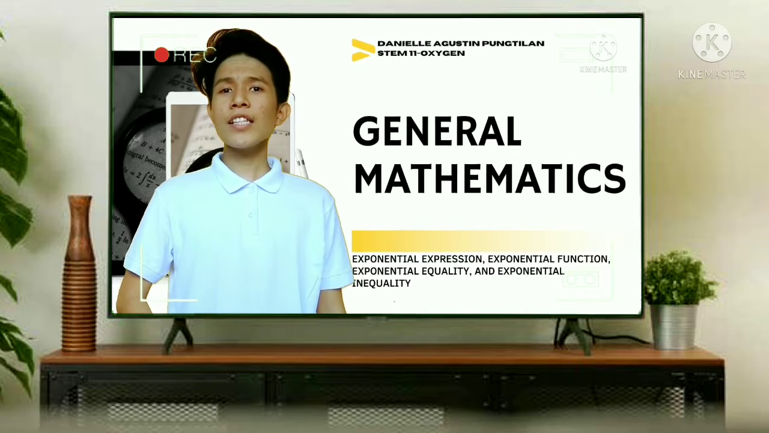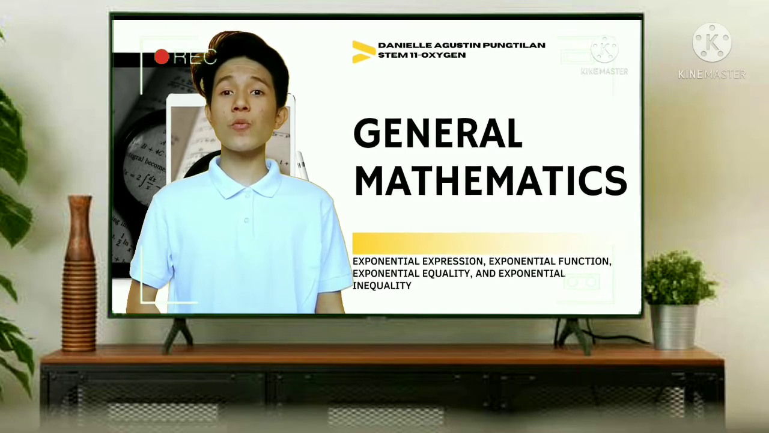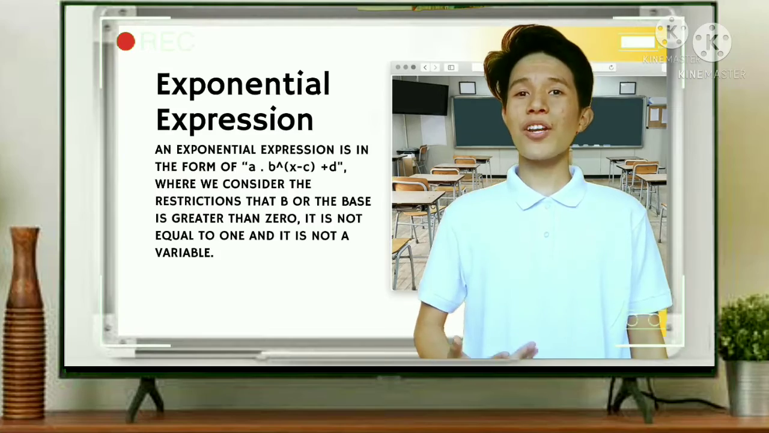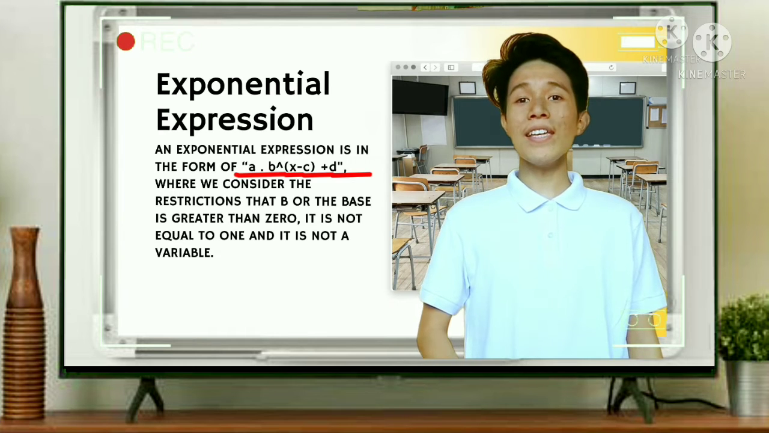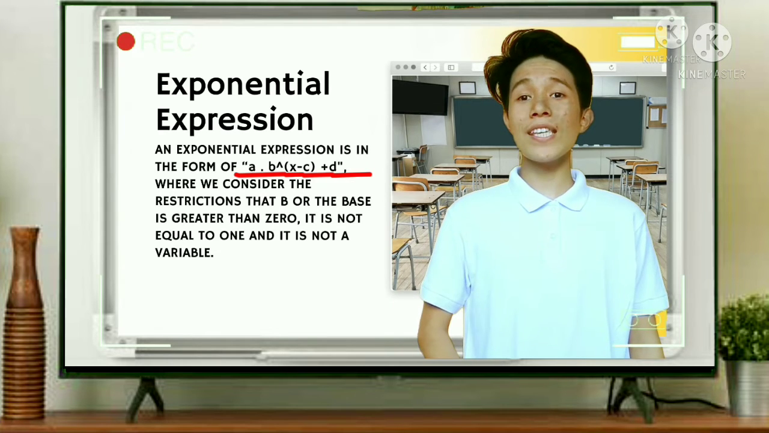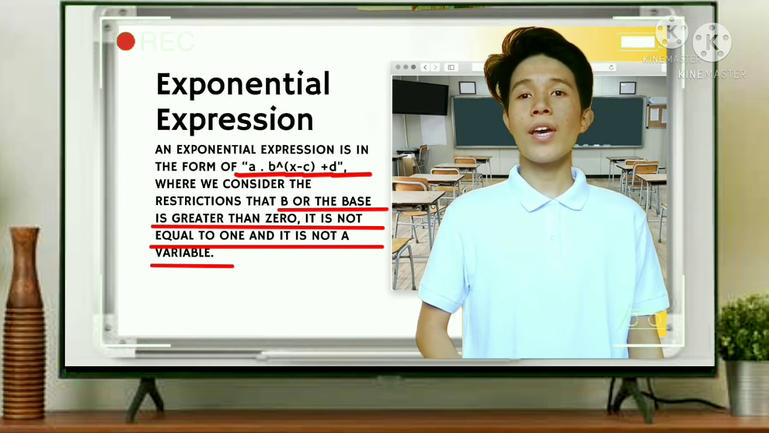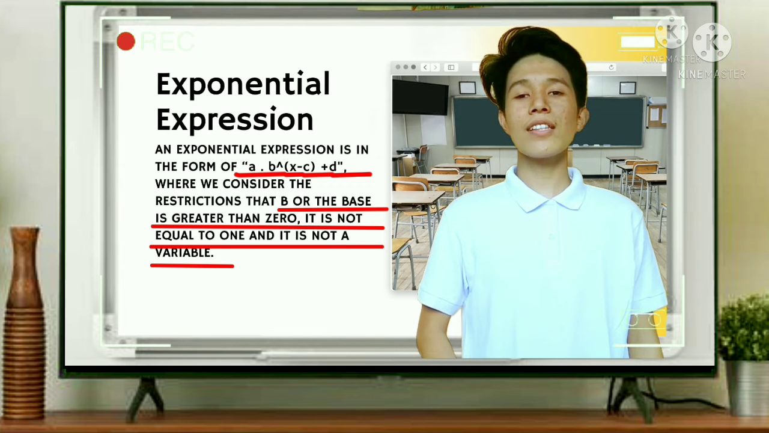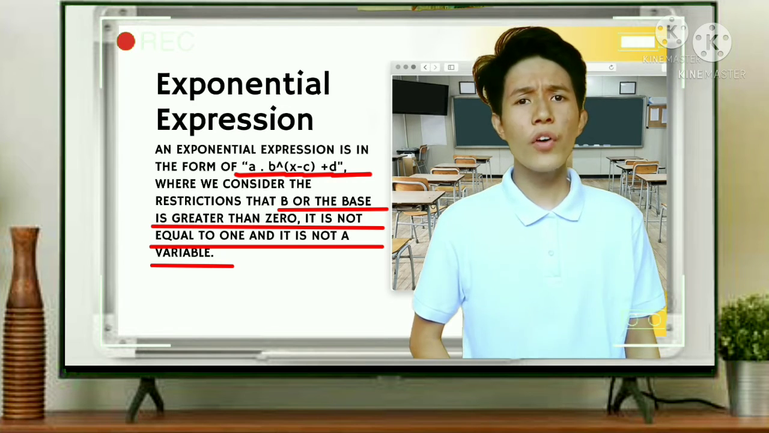So first, let's define what is an exponential expression. An exponential expression is in the form of a times b raised to x minus c plus d, where we consider the restrictions that b, or the base, is greater than 0, it is not equal to 1, and it is not a variable.